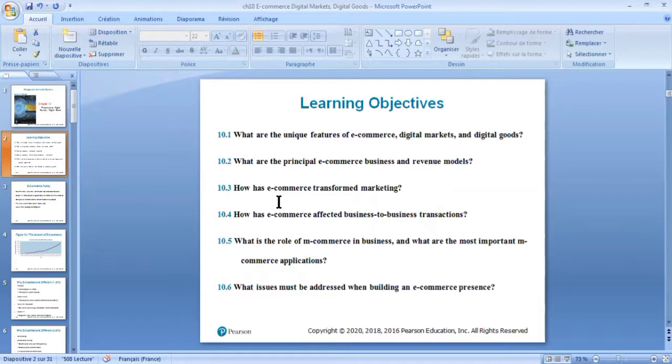What are the principal e-commerce business and revenue models? How has e-commerce transformed marketing? How has e-commerce affected business-to-business transactions? What is the role of m-commerce in business, and what are the most important m-commerce applications? And finally, what issues must be addressed when building an e-commerce presence for a business?